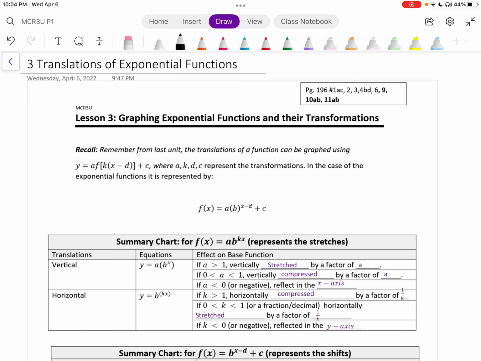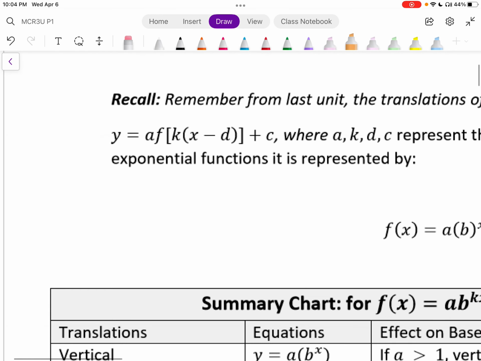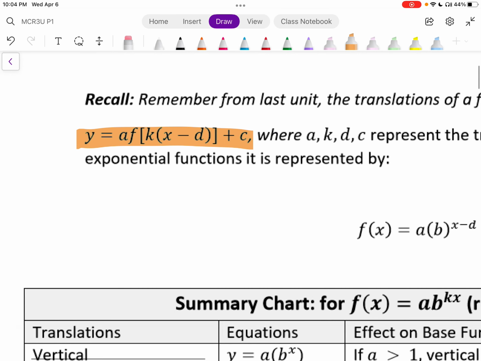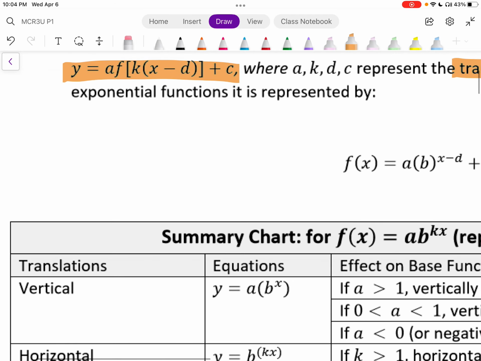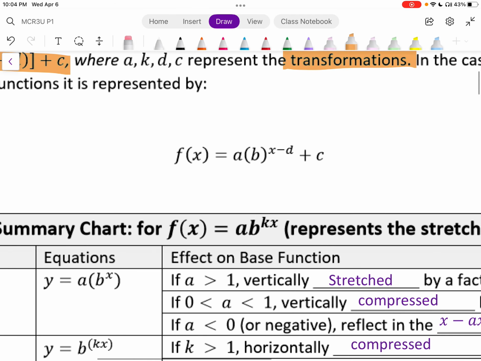So remember that in our last unit, we talked about the translations of a function and how they can be graphed using this function. This is the general statement, right? Where you have an a value, a k value, a d value, and a c value, where a, k, d, and c represent the transformations that are being applied to this graph, right? In the case of an exponential function, this is how we would write what it would look like.